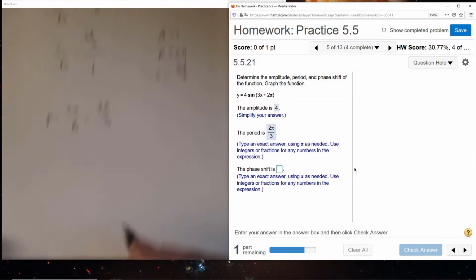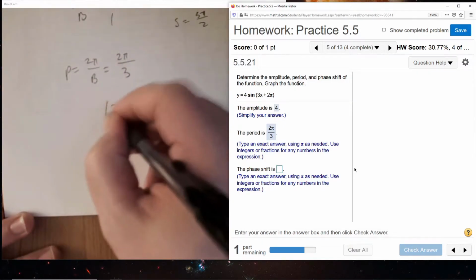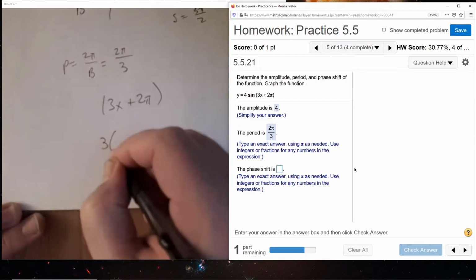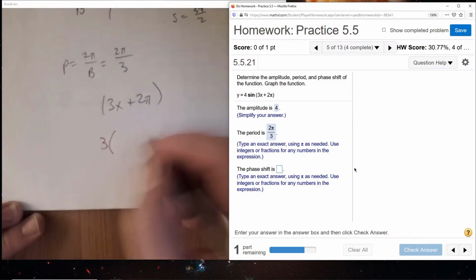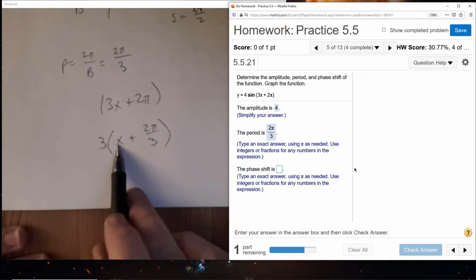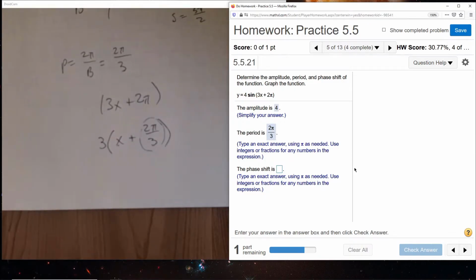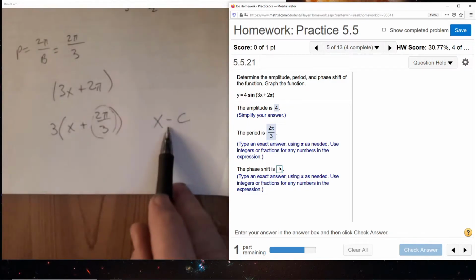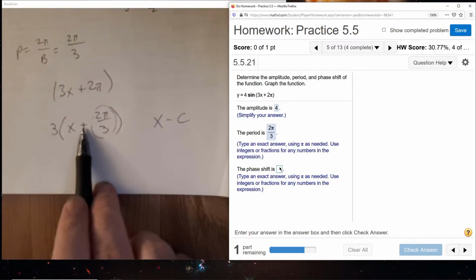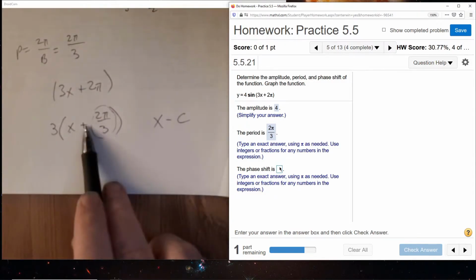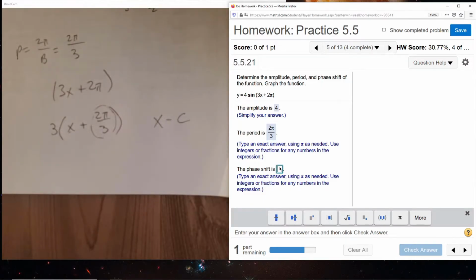The phase shift. Now there's two ways we can go about this. So we have 3x plus 2 pi. One of the ways we can do this is to factor out whatever number's in front of x. In this case, that's 3. And so we'll factor that out. And if you have x plus or minus a number, then this number is the phase shift. 2 pi over 3. Now, the standard form is x minus c. So the standard form here does have a minus sign, but here it's plus, which means this number here must be negative, because a negative times this negative will make this plus. So we know the phase shift here is negative.